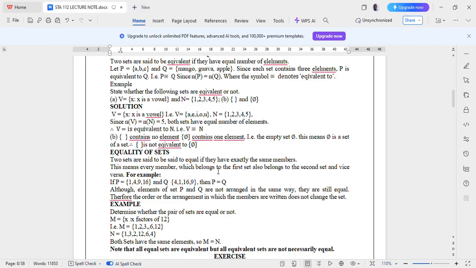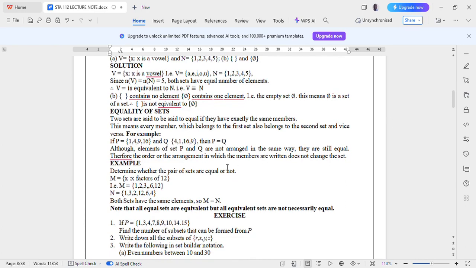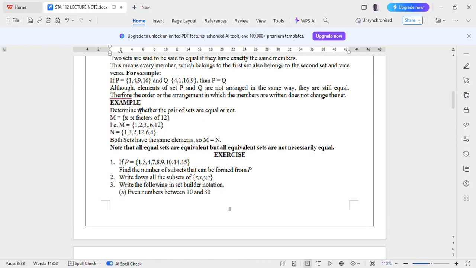I have used this example severally. In your class, the manner of your arrangement does not matter, in as much as you are in that class. Where you are seated does not really matter. Now, example: determine whether the pair of sets are equal or not. Look at this. M is the factors of 12, so M is equal to {1, 2, 3, 6, 12}, and N is this. So they are equal. Both sets have the same elements. Although N was not arranged properly, it still contains the same elements as M. So M is equal to N.